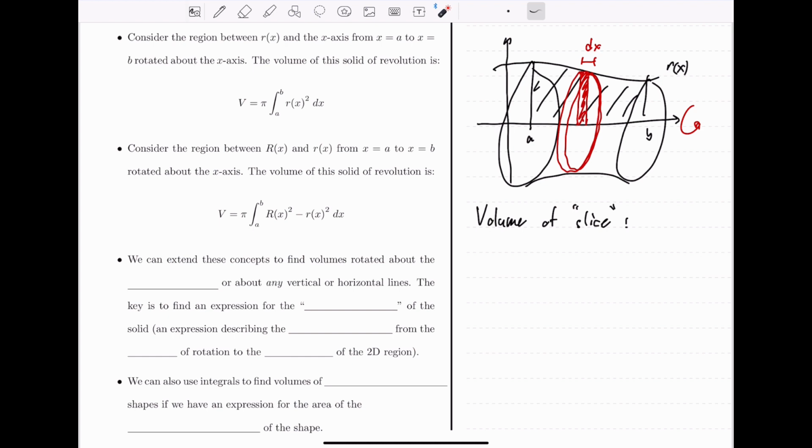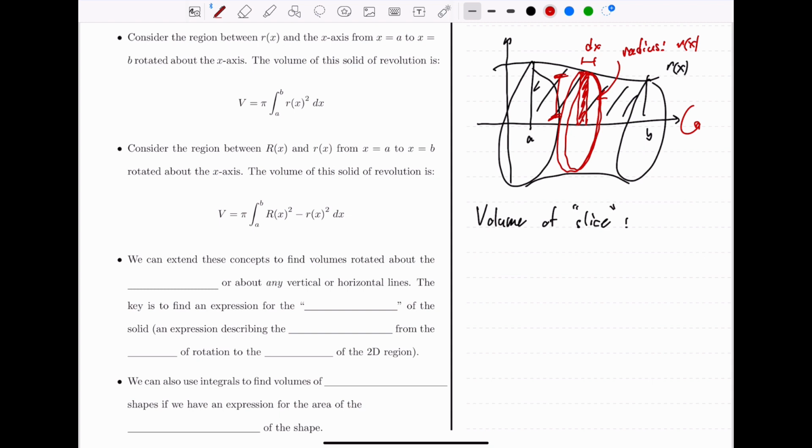Well, this slice can be thought of as a cylinder. It's a cylinder that's on its side, and the width of the cylinder, or I guess the height if you put it on its side, is dx. What is the radius of this cylinder? Well, the radius is whatever the value of the function is. This distance here, from the x-axis to the function, that is the radius. So the radius of this cylinder is really the function r of x.